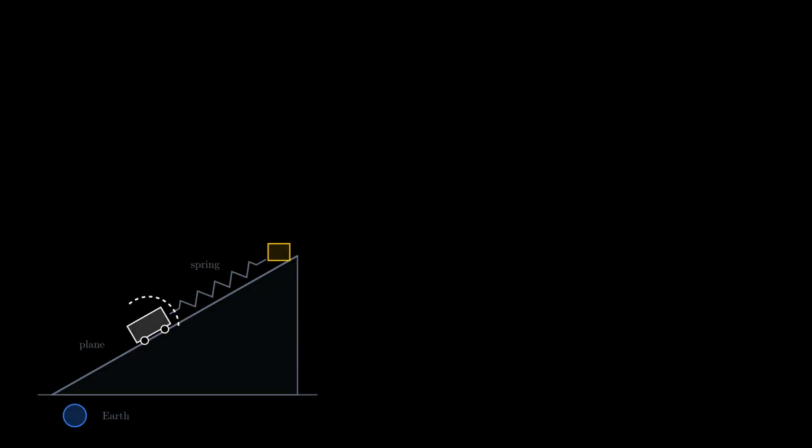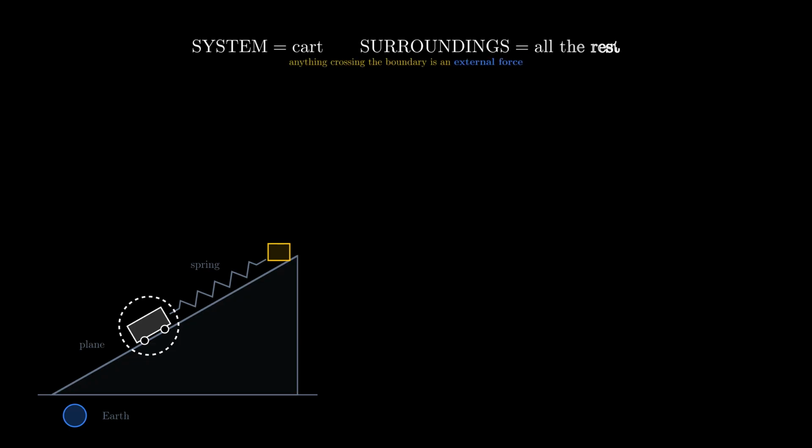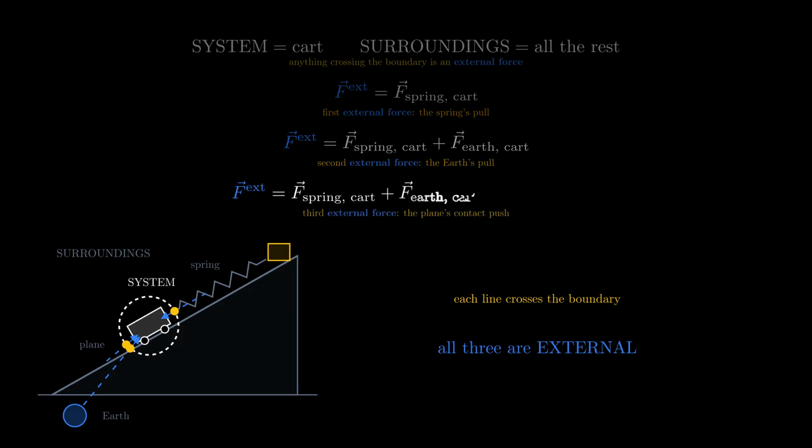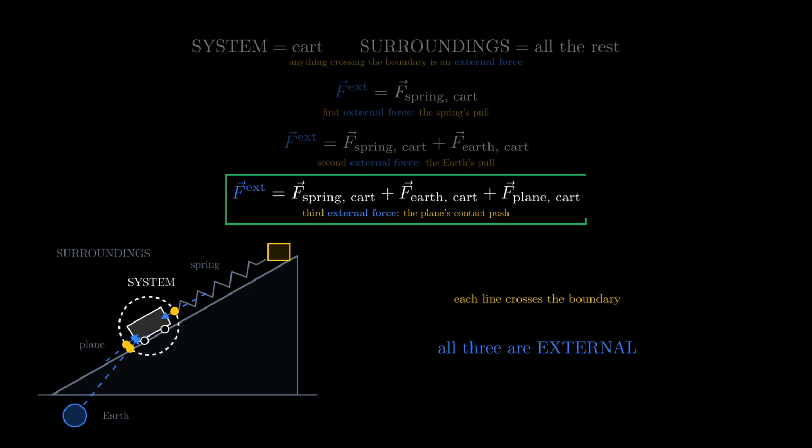Now draw a boundary, enclose just the cart, and call what's inside the system. Everything outside, the spring, the earth, the plane, is the surroundings. Every one of our three forces crosses that boundary. Each one comes from outside and acts on something inside. So all three are external forces. Their vector sum is what we call the external force on the system. The external force equals the spring force on the cart, plus the gravitational force on the cart, plus the contact force on the cart. That sum is the only thing the cart feels.